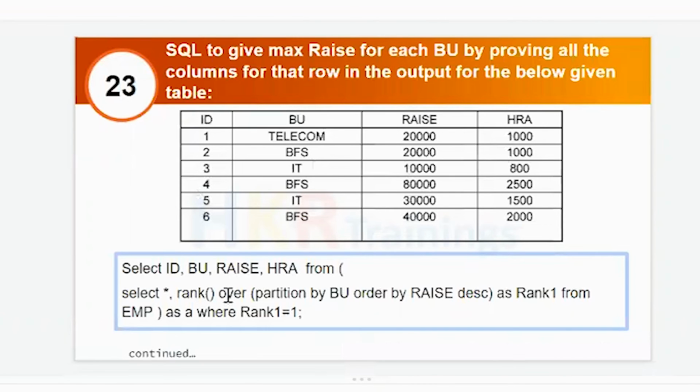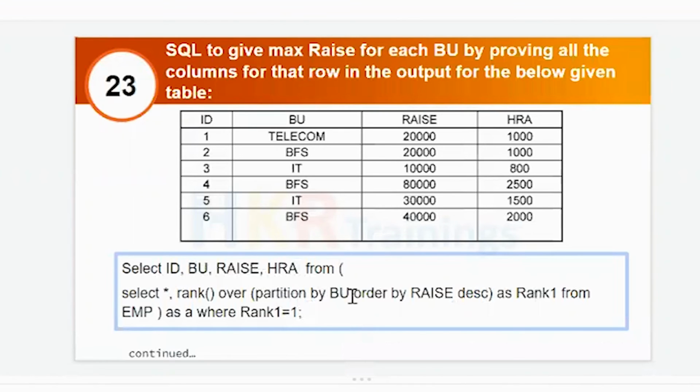Rank is not doing anything by itself, but it is using the partition by BU. That means the way we use group by, we use partition by. Partition by BU, order by raise, descending. That means it is going to order the salary in a descending manner, with the highest as rank 1. So this is our inner query. Here we are using an outer query and we are selecting all the columns that we want. We want ID, BU, raise, HRA from the inner query where the condition is rank 1 is equal to 1. That means rank 1 is going to give the top ranks and we are going to use only the top ranks, and that is why we are going to get the maximum salary.